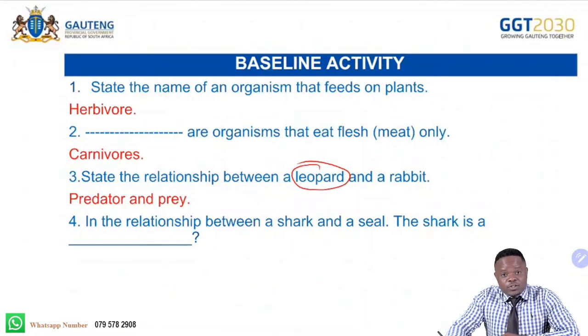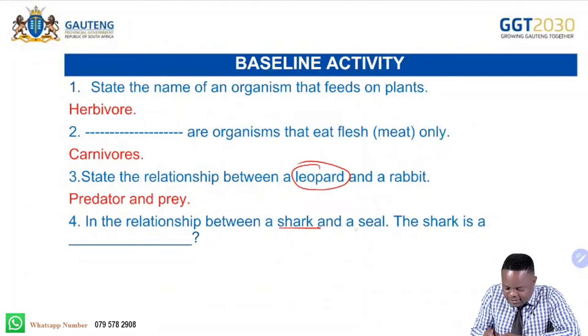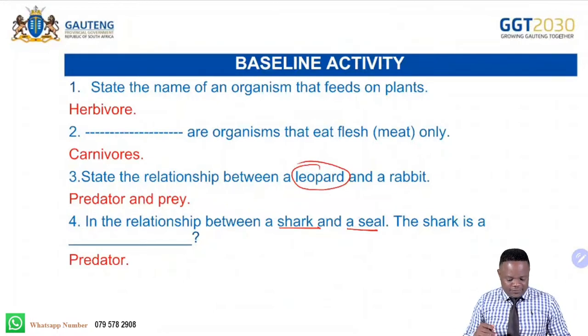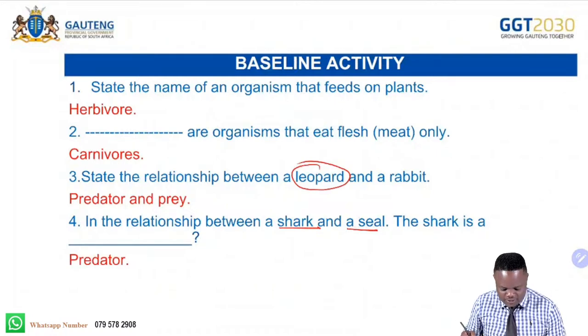And then last but not least, in the relationship between a shark and the seal, the shark is a what? We know that the shark is actually our predator. Right, I believe we got that correct.